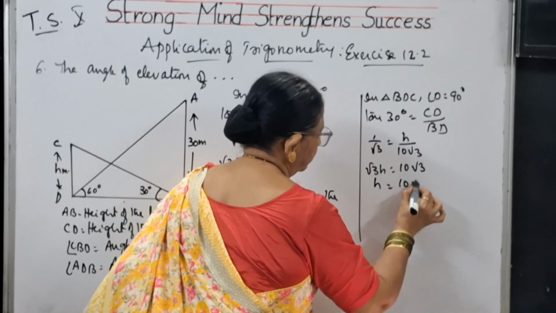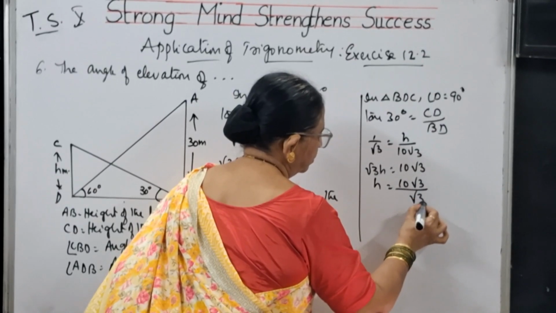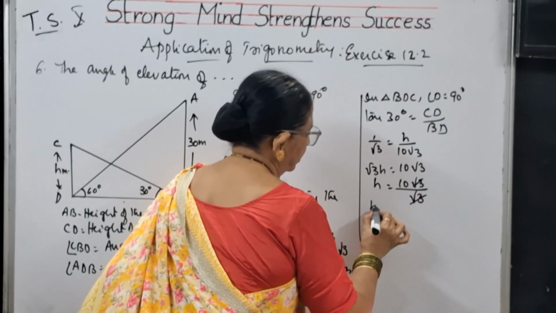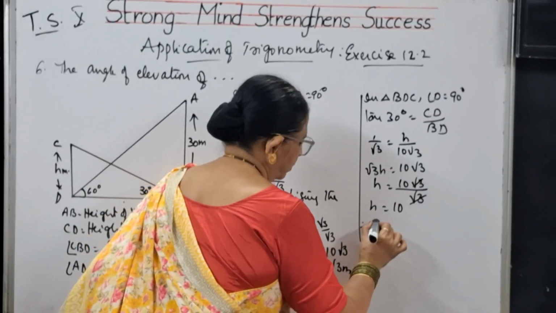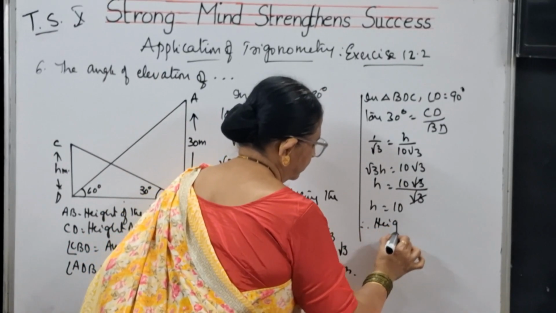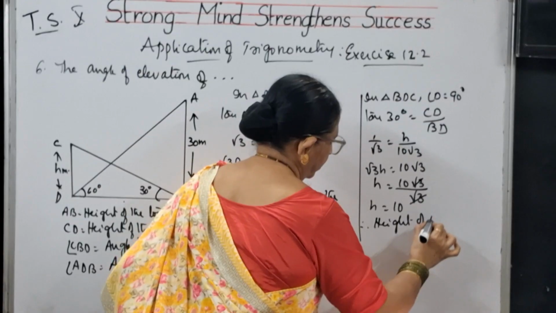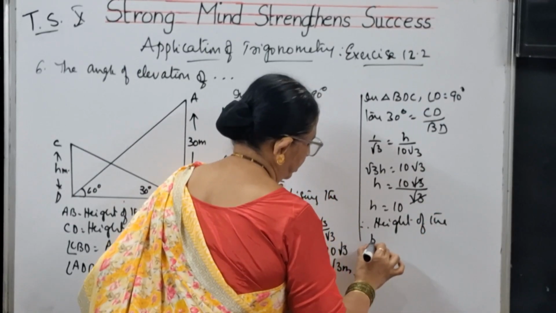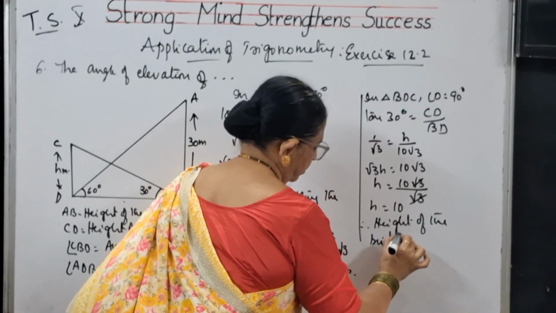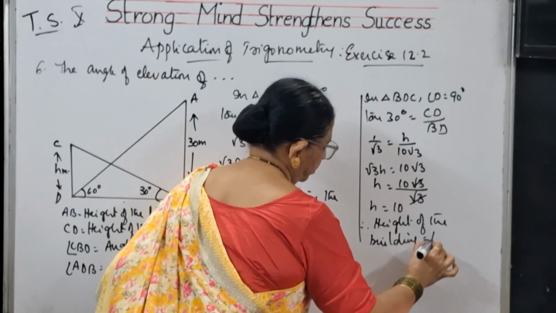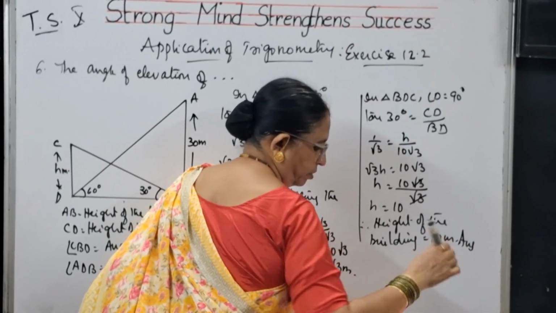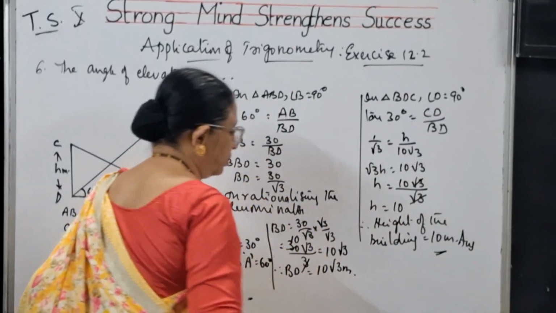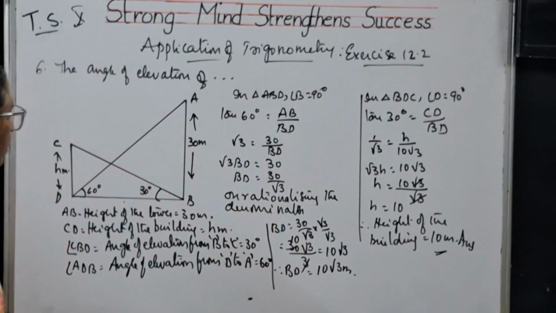h is equal to 10 root 3 by root 3. Root 3 will get cancelled. h is equal to 10. What is h? Height. Height of the building is equal to 10 meters. This is the answer of this sixth sum, children. Please note it down.